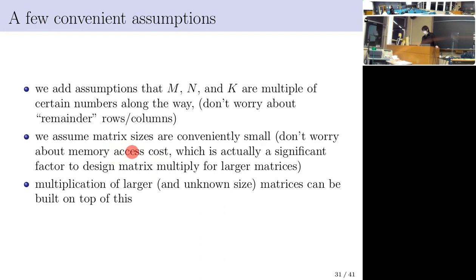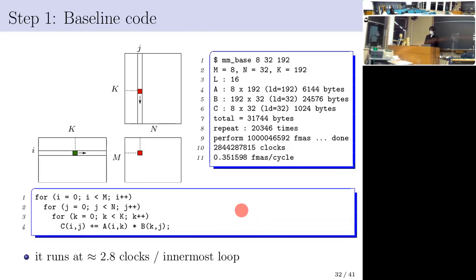And also the reason why I introduced this assumption is that multiplication of larger matrices can be built on top of this. Once you have very efficient matrix multiplication for small matrices, large matrix multiplication can be implemented by using this as a building block. So with that, let's get started.